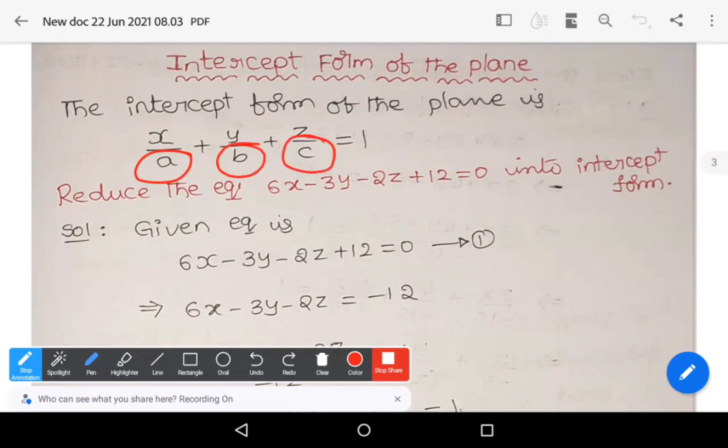In this method, there may be two types of questions. One is to reduce the given equation into intercept form, and the other is to find the intercepts of the plane. So let us solve both types of problems. The first question: reduce the equation 6x minus 3y minus 2z plus 12 is equal to 0 into intercept form.